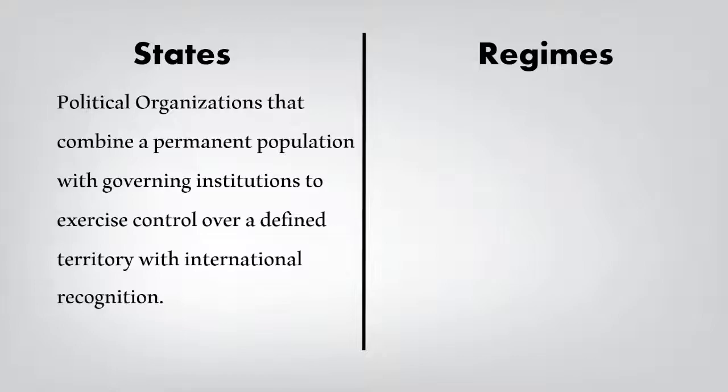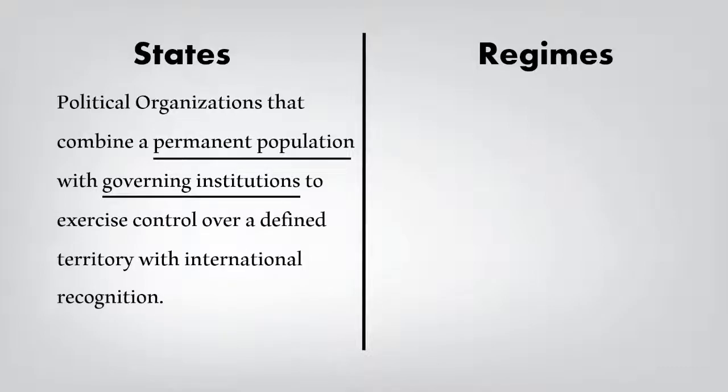A state is considered a political organization that combines a permanent population with governing institutions to exercise control over a defined territory with international recognition. So there are different characteristics that categorize an entity as a state that they must have. It must have a permanent population. So people can't just migrate there, stay for a few weeks, and leave, and they can be considered a state. No, they have to have people there at all times.